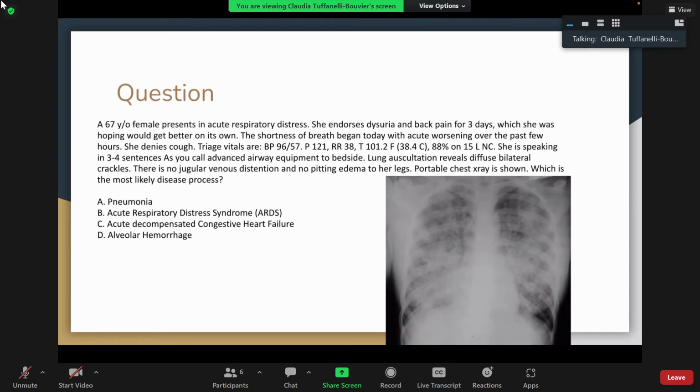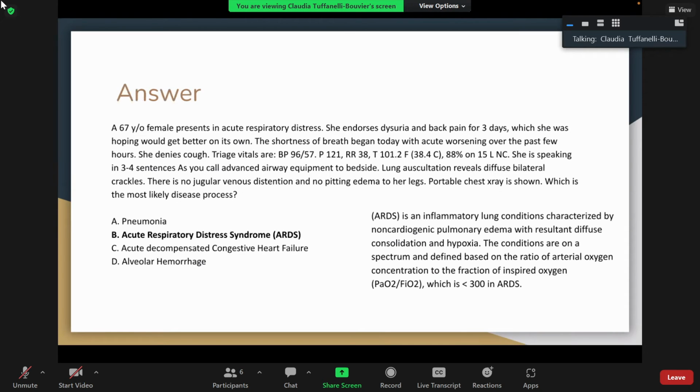The other thing that points you towards acute respiratory distress syndrome is how rapid the onset was. She was having urinary symptoms, so she probably became septic, and that's what led to the ARDS. But the respiratory symptoms only really started a few hours before she came in. So this developed very quickly. ARDS is going to come on extremely quickly.